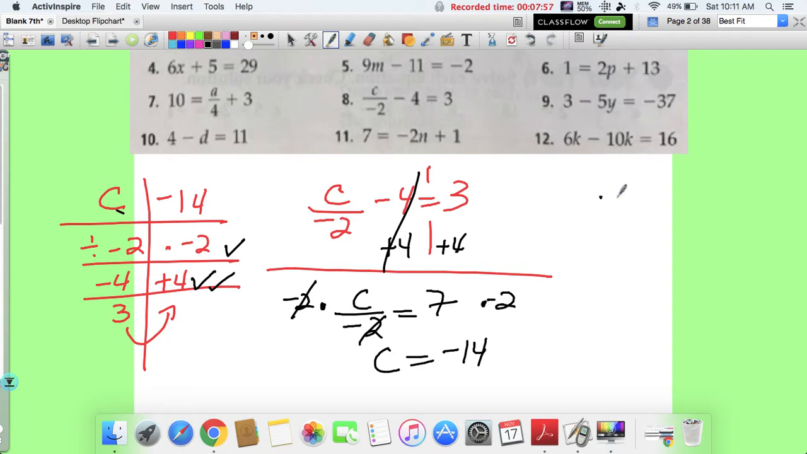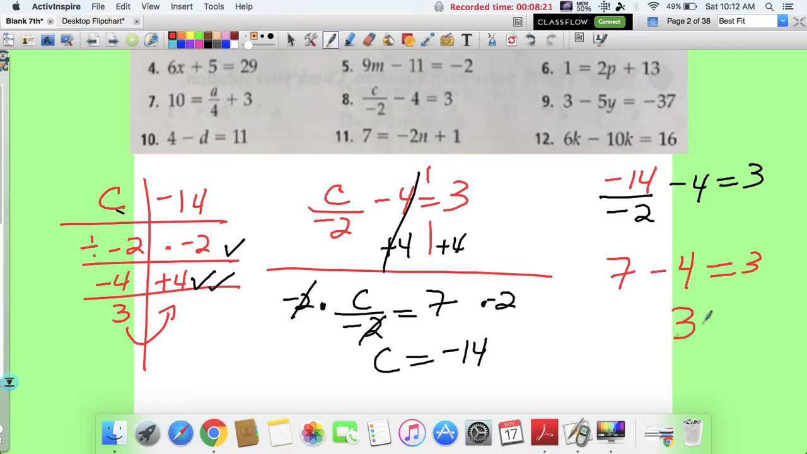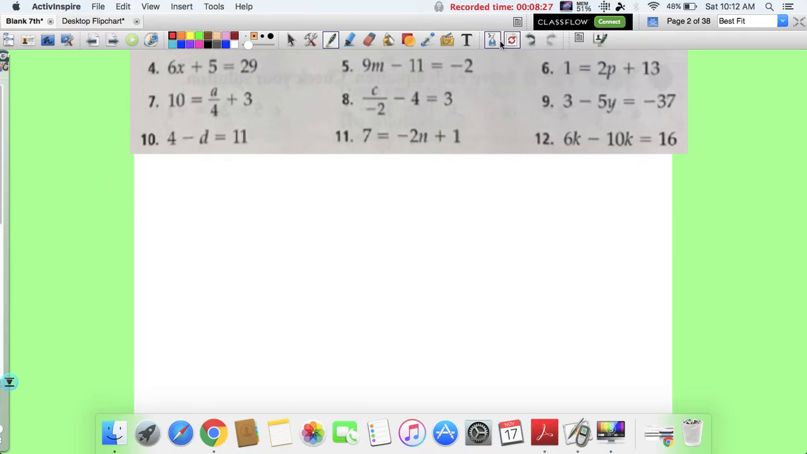Check. And again, I am writing everything, that equation, exactly. I'm copying exactly what I have here in the equation, except for the letter c. So in its place, I'm going to write negative 14. Negative 14 divided by negative 2 is positive 7. And 7 is going to be minus 4, and that equals 3. So again, all that shows that my equation is done correctly.